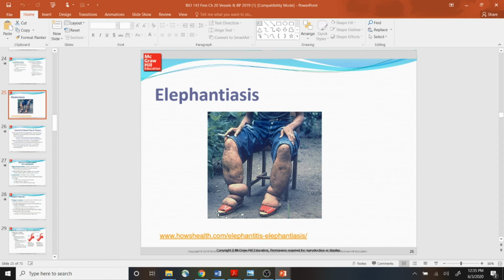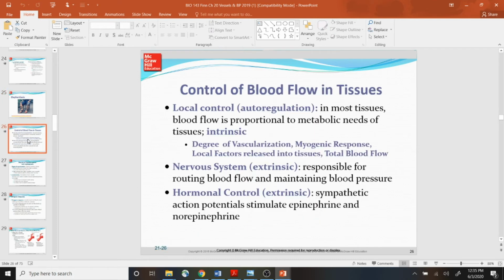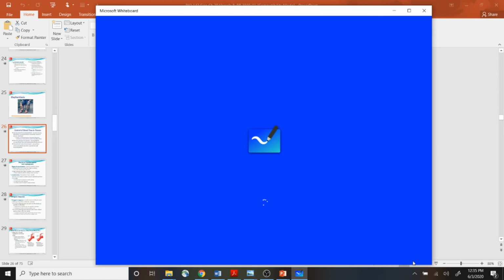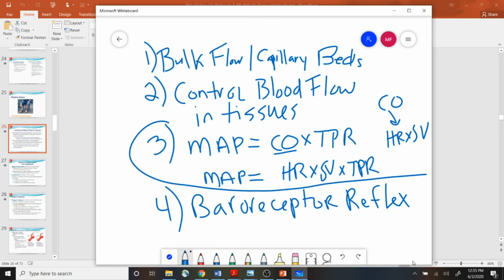All right, going to our next topic, we'll go back to my whiteboard, if I saved it. Yep. So we have gone through bulk flow and capillary beds. We're now moving into control of blood flow in tissues.